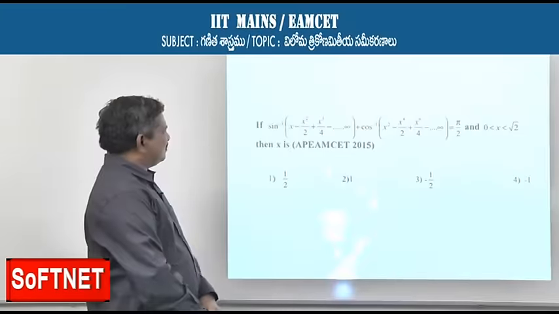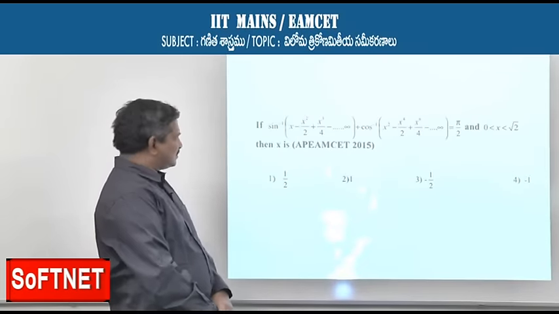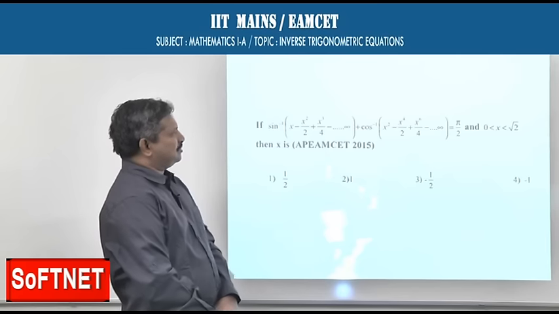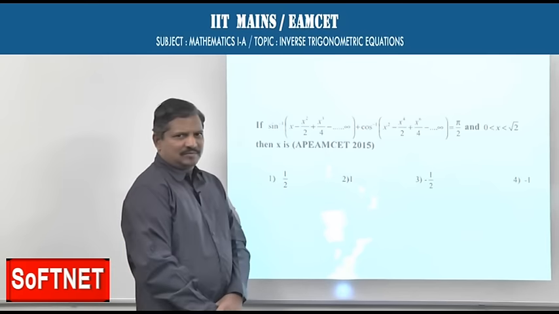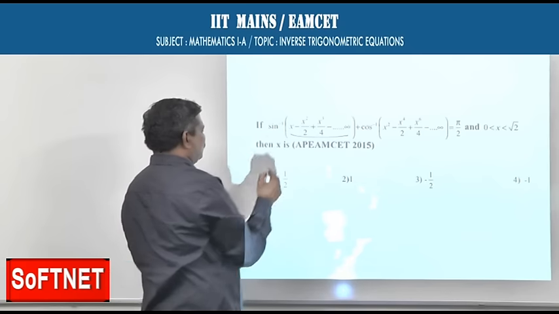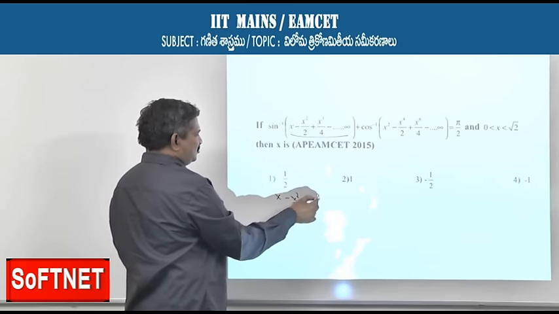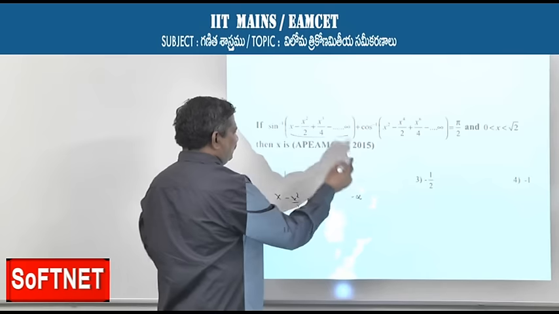Sin inverse of (x minus x square by 2, plus x cube by 4, up to infinity) plus cos inverse of (x square minus x power 4 by 2, plus x power 6 by 4, up to infinity) equals pi by 2. Very carefully observe it. Each series we will do. This series I want to do first: x minus x square by 2, plus x cube by 4, and so on to infinity. What type of series?